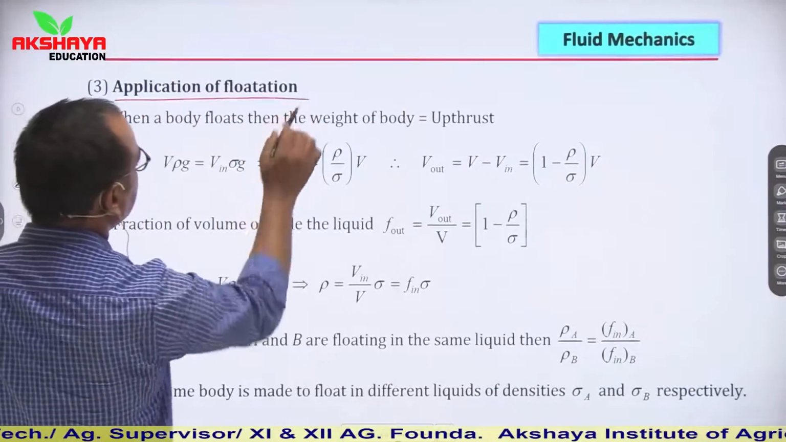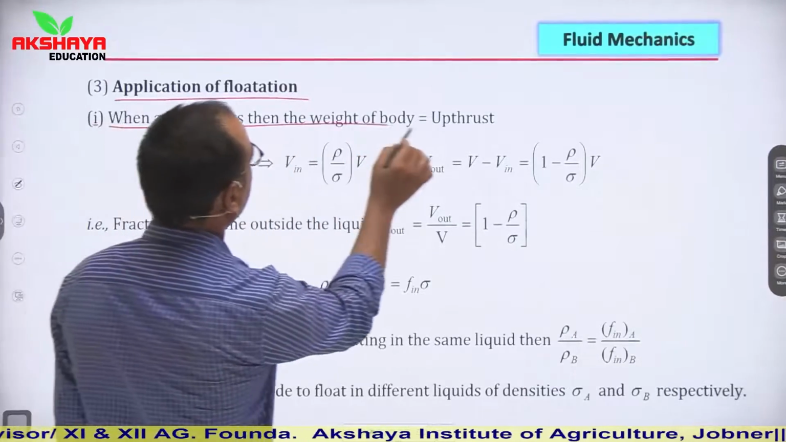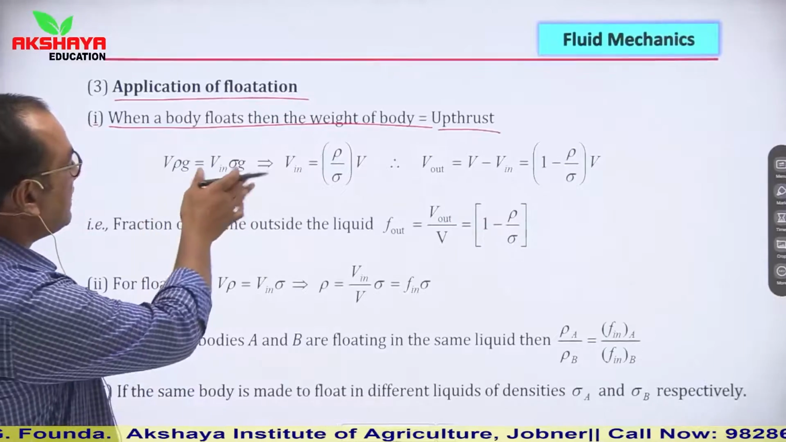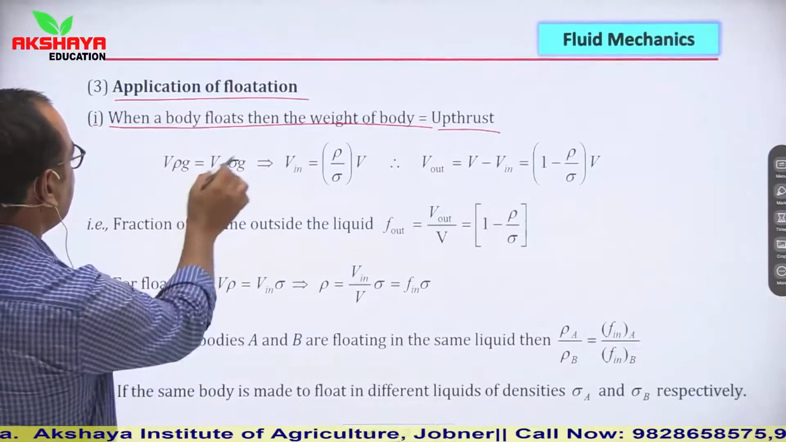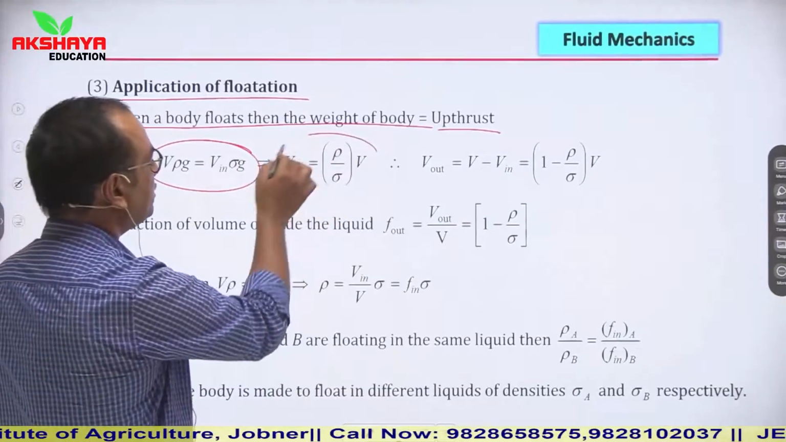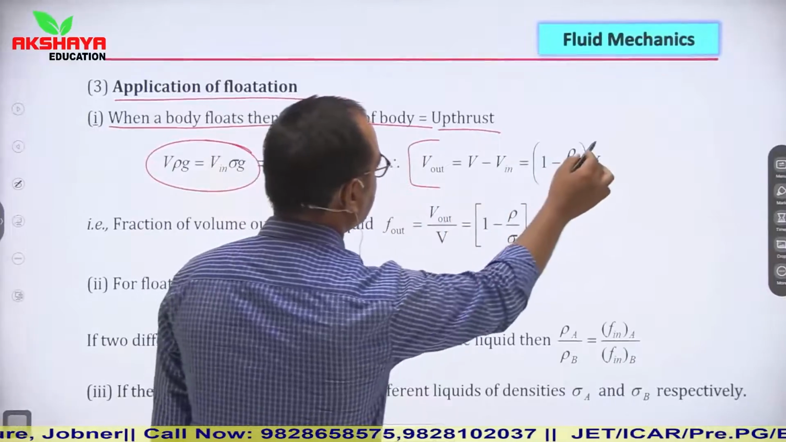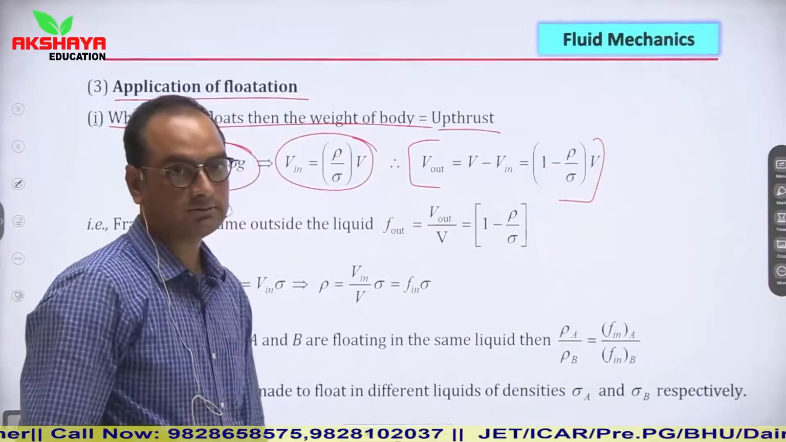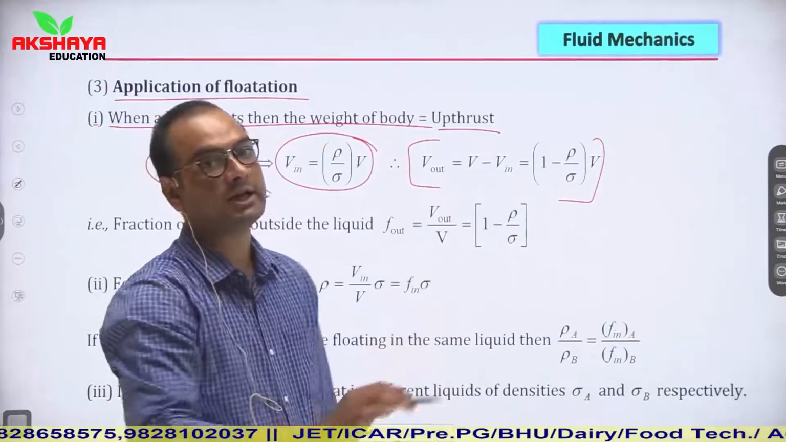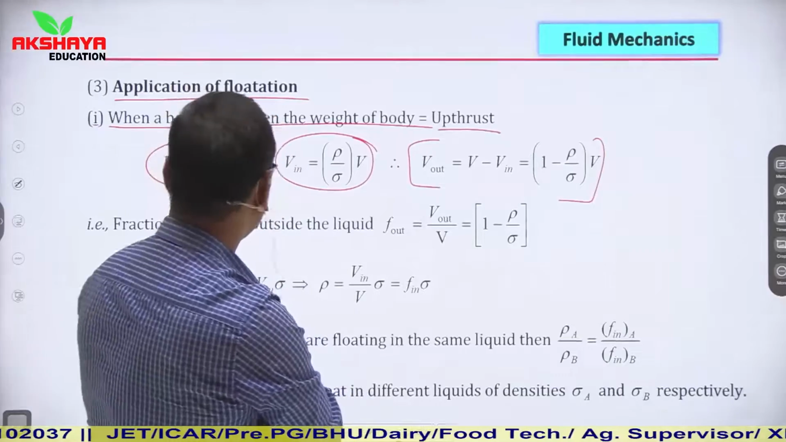Now applications of flotation. What are the applications of flotation? When a body floats, the weight of the body is equal to the upthrust, which we studied in our previous slide. In this condition, V rho g is equal to V in sigma g, or V in is equal to rho upon sigma into V. So the volume of the remaining portion can be found from this relation. The volume of the remaining portion is the total volume minus the volume inside the liquid, so it is V minus V in.